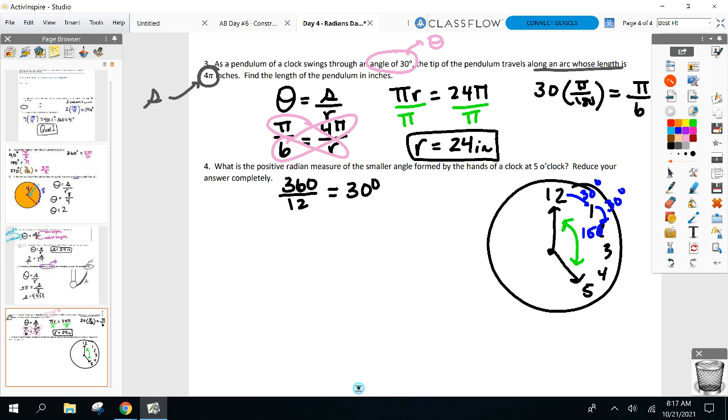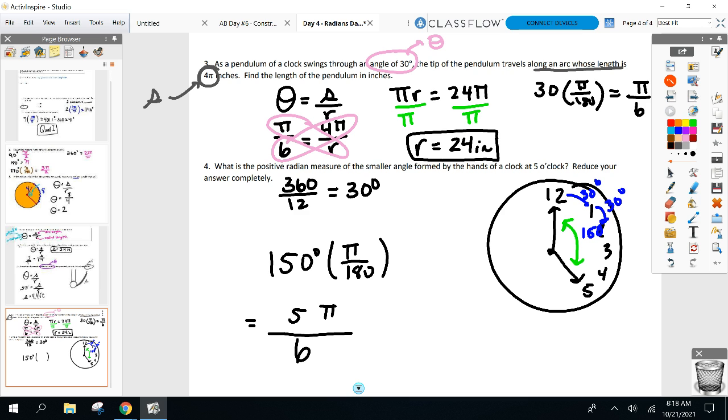But I need it in radians. So I'm going to take 150 degrees and convert it. Every time you go 5 minutes on a clock, you go 30 degrees. So you go pi over 180 again. Leave the pi in your answer. 5 pi over 6 radians at 5 o'clock.